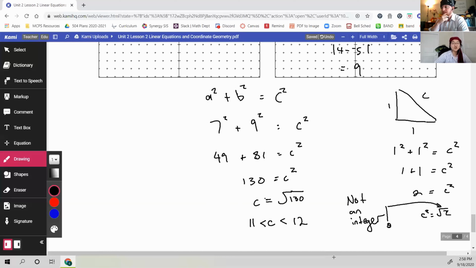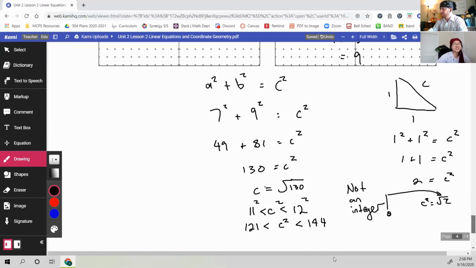Because 11 squared is 121, and 12 squared is 144. 130 is between 121 and 144. Good estimation, Miss Captain Kirk.